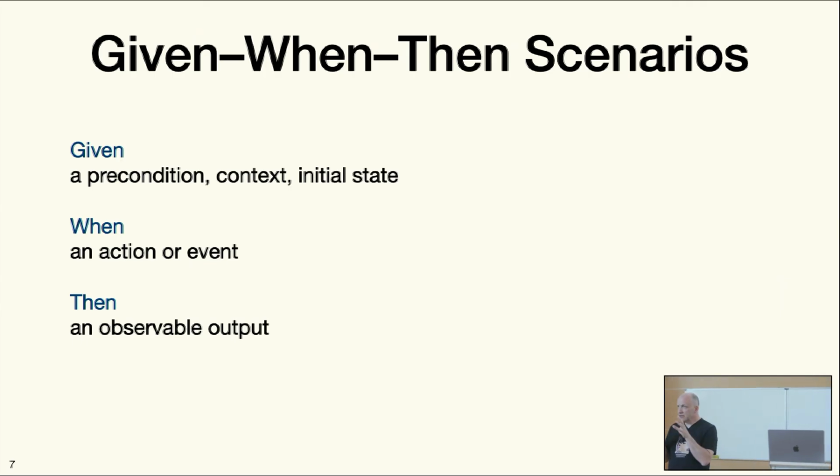Let's elaborate a bit about the steps. So there are 3 steps. First of all, we have a given step. A given step typically states the initial state of your system or the context, things that have to be set up before you execute the other steps. Then you have the when steps, and they specify an action or an event.